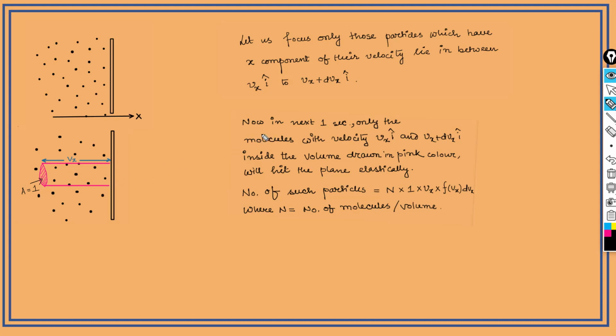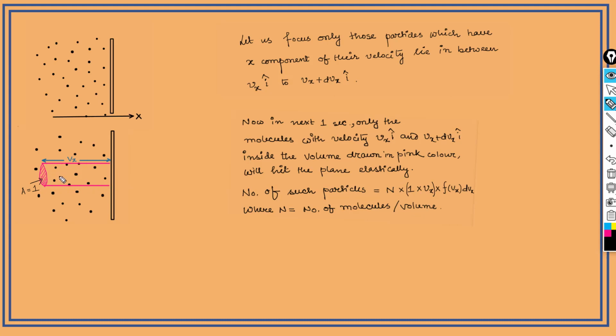I have written it also here. In the next 1 second, only the molecules with velocity between Vx and Vx plus dVx inside the volume drawn in pink color will hit the plane elastically. And what is this number? It can be easily found: n into area 1 into Vx, that is the volume of this pink container, and n is the number of molecules per unit volume. So n into this volume is the total number of molecules present inside this container.